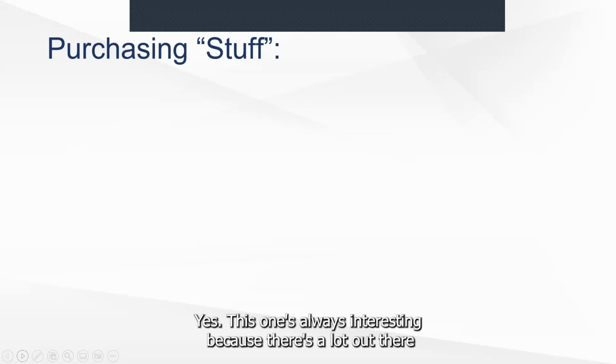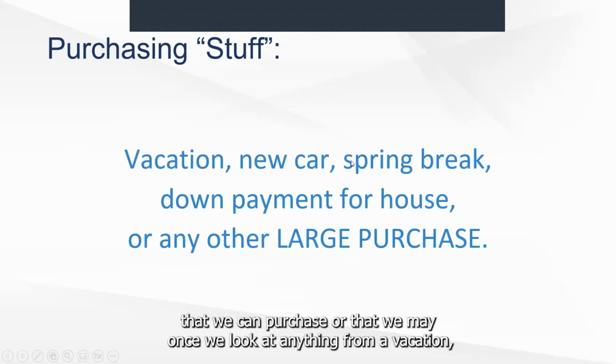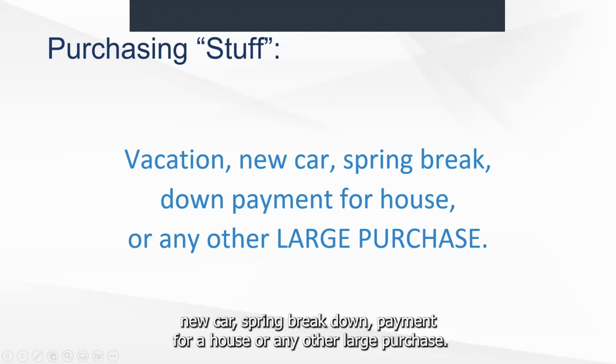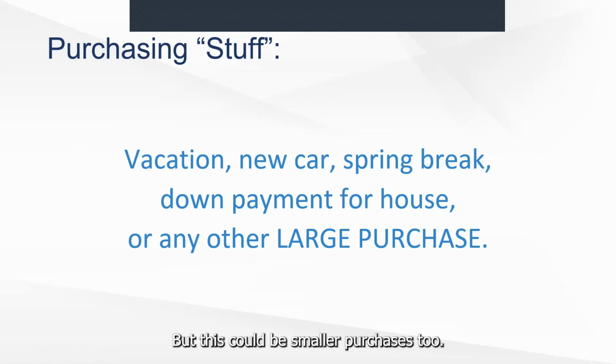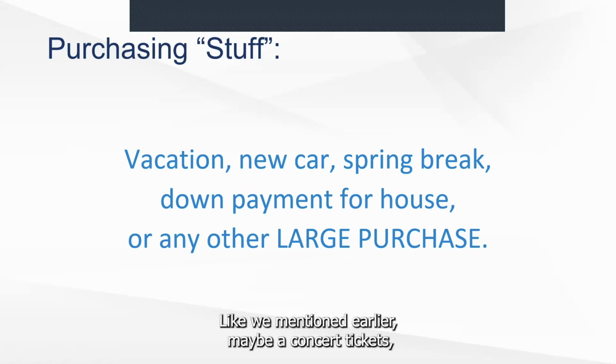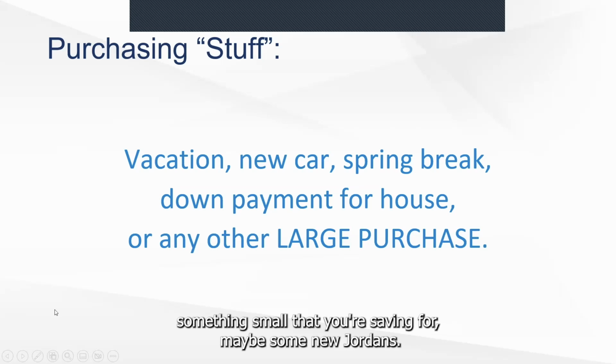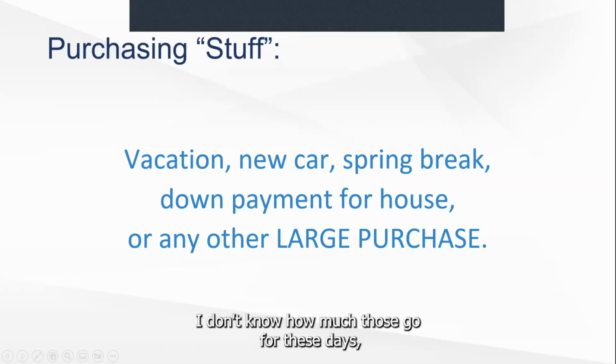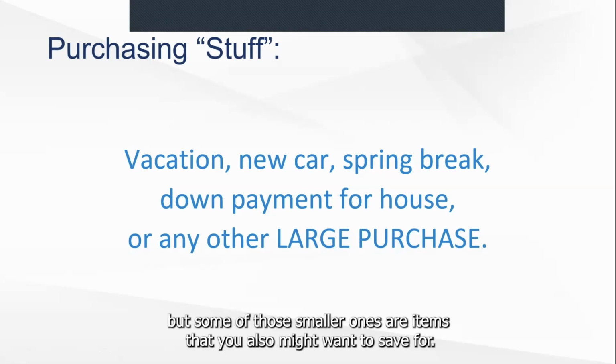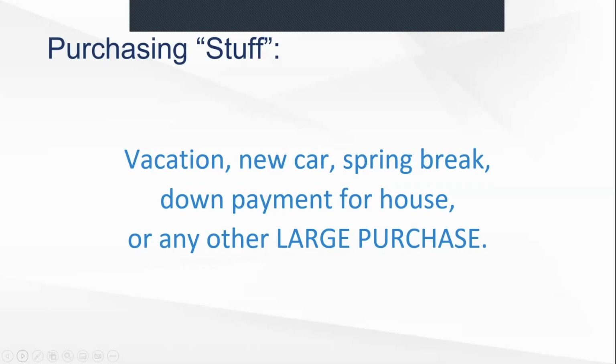Stuff. This one's always interesting because there's a lot out there that we can purchase or that we may want. We look at anything from a vacation, new car, spring break, down payment for a house, or any other large purchase. But this could be smaller purchases too, like we mentioned earlier, maybe a concert ticket, something small that you're saving for, maybe some new Jordans. I don't know how much those go for these days, but some of those smaller ones are items that you also might want to save for.